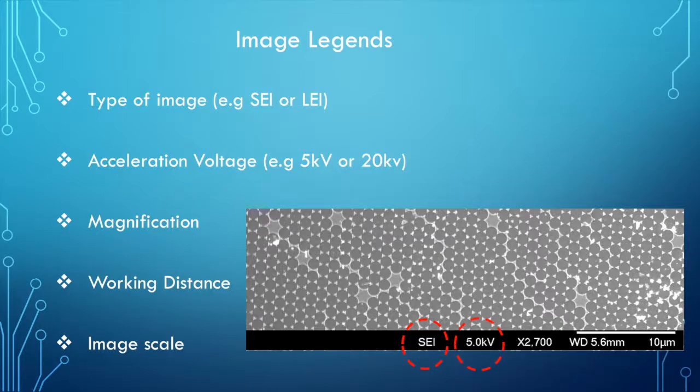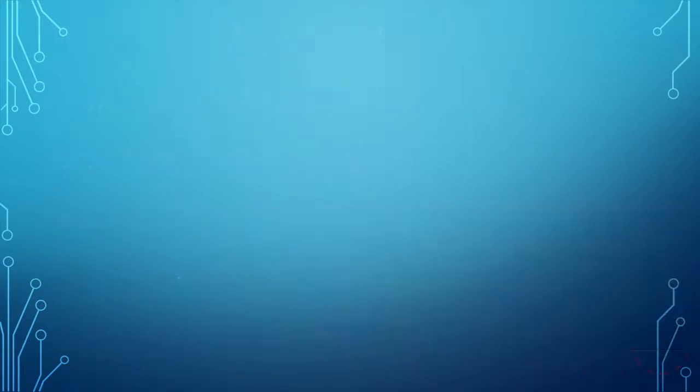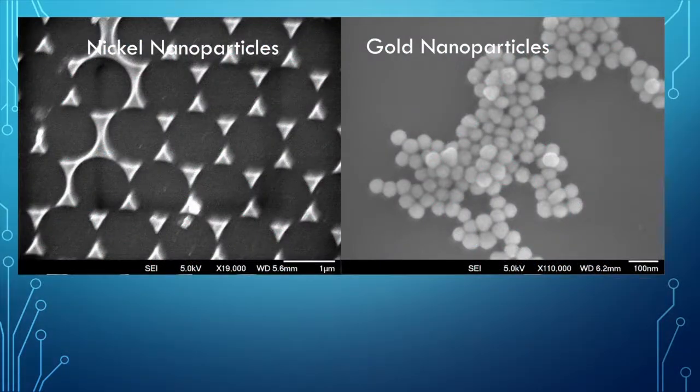It also indicates the voltage used to accelerate the electrons down the chamber. It is expected that with a higher voltage, penetration of the electrons into the sample would be deeper, which results in a better point-to-point resolution. The image would also contain the magnification and also the working distance of the surface to the final lens of the probe. Lastly, it would also contain a scale that is relative to the magnification, which is useful for size determination. So here we have two images, one of the gold nanoparticles and the other being the nickel nanoparticles.